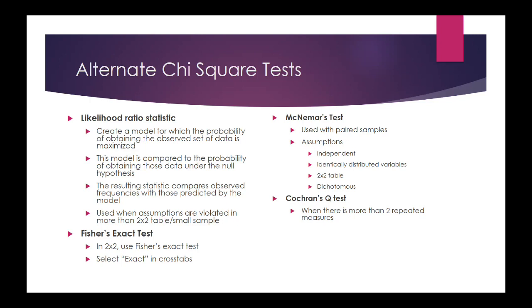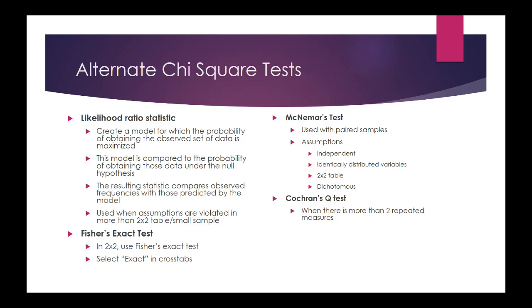Fisher's exact test is the non-parametric version of chi-square. This is again when you violate assumptions, but it's only used in a 2x2 table. It's not recommended to use it in anything larger than that. And to do Fisher's exact, it's the same process, except you're going to select exact in the options menu, which we'll see in a minute here.